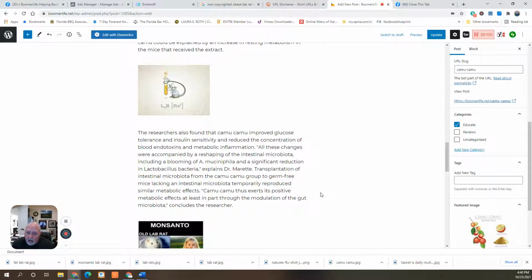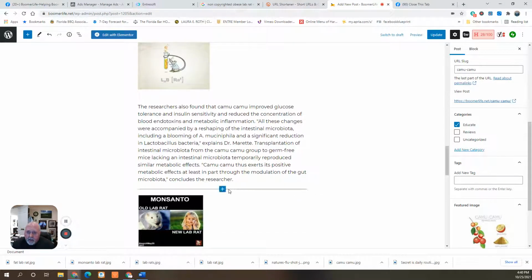So, that's positive. They also found that Camu Camu improved glucose tolerance and insulin sensitivity and reduced the concentration of blood endotoxins and metabolic inflammation. All of these changes were accompanied by a reshaping of the intestinal microbiota, including a blooming of one of them, and a significant reduction in lactobacillus bacteria.